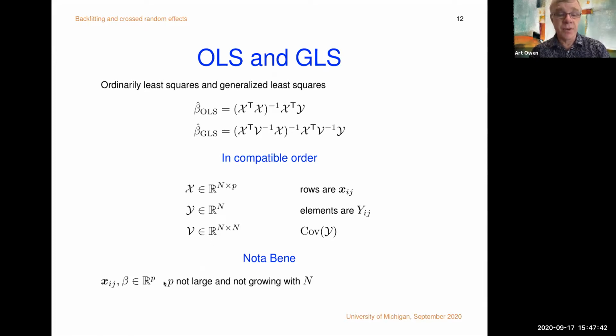I want to note that we're thinking that x and beta are p-dimensional, and we're not going to let p grow with n. So p will just be 30 in our numerical example. It won't grow with n.